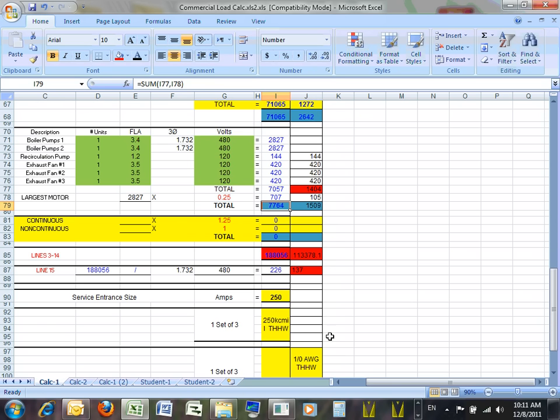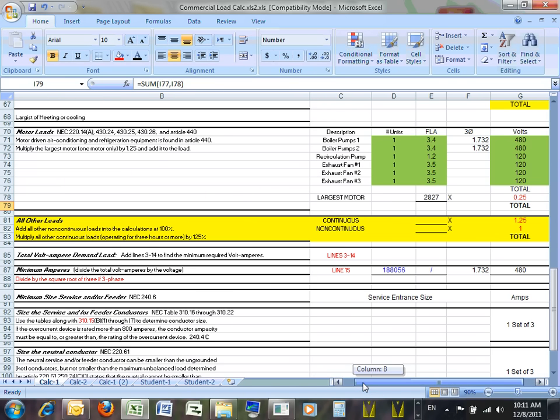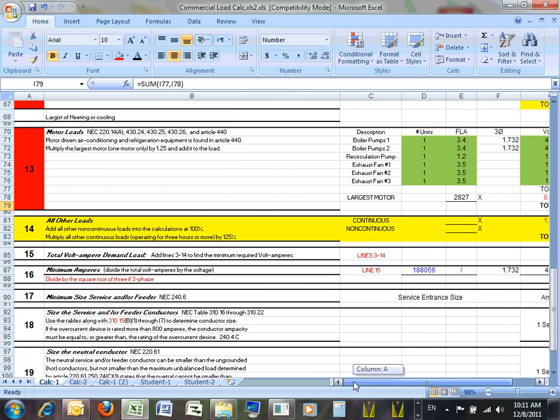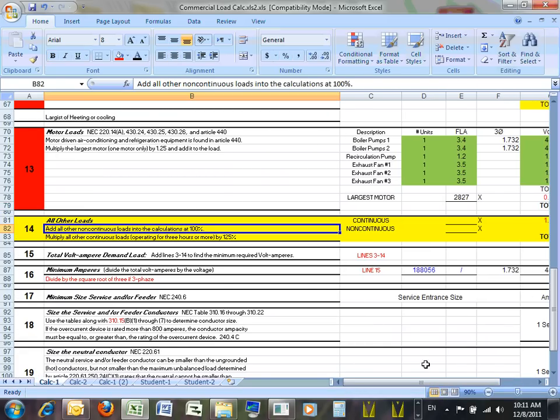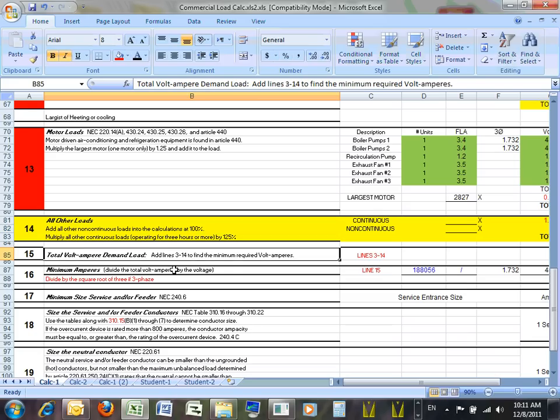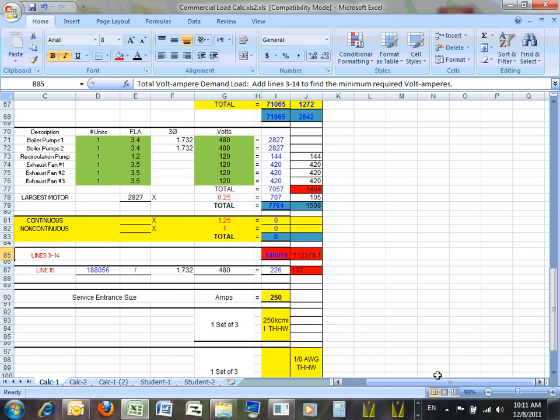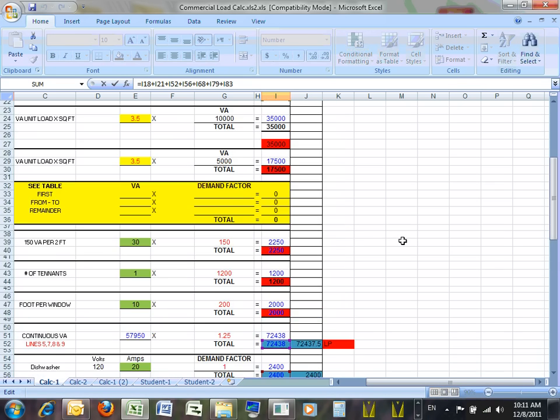Okay, so we add up the load, guys, and then you add other loads. If there's any other loads in your building, you add them here. We don't have any other loads like data centers and so forth. We'll talk about this. And then we total them. This is my total. I'm going to show you guys what we added.